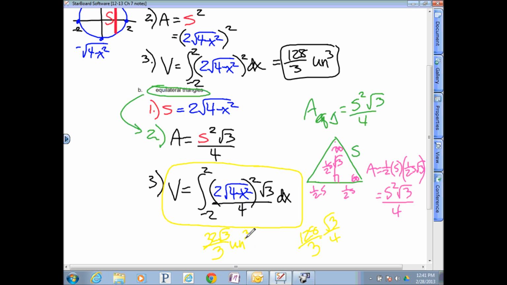And I'm writing it in yellow on purpose because then it's hard to see. So that's volume of solids whose cross sections we know. No revolution.